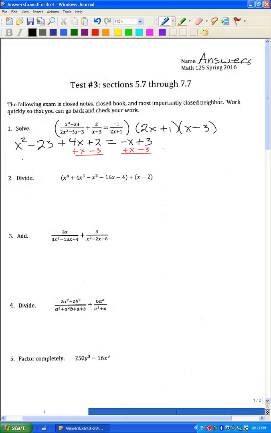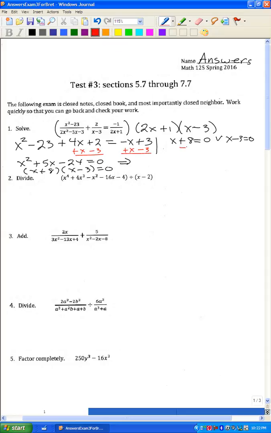And so I get x squared. 4x plus x is 5x. 2 minus 3 is a negative 1 minus 24 equals 0. So I can factor this as x plus 8 times x minus 3 equals 0. And so, setting each factor to 0, I get x plus 8 is 0, or x minus 3 equals 0.